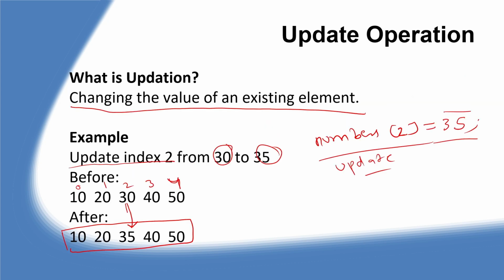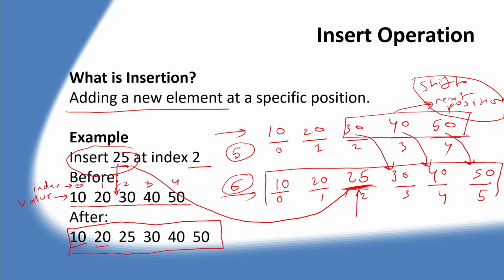I will take you back to insertion. Here I mentioned size 6, right? And here I mentioned size 5. But as we know, the size of an array is fixed. So I want you to interpret this correctly. That's why I came back here again.